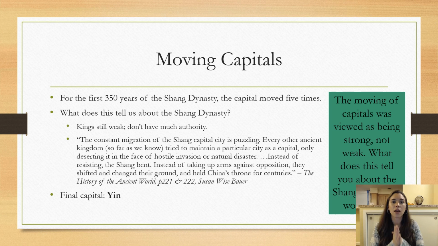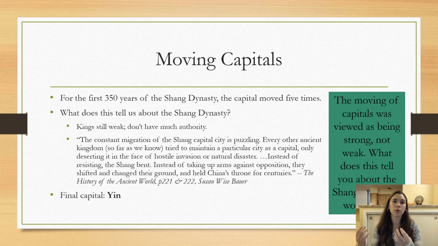Susan Wise Bauer says, "The constant migration of the Shang capital city is puzzling. Every other ancient kingdom, so far as we know, tried to maintain a particular city as the capital. A capital was an important place, only deserting it in the face of hostile invasion or natural disaster. Instead of resisting, the Shang bent. Instead of taking up arms against opposition, they shifted and changed their ground and held China's throne for centuries."